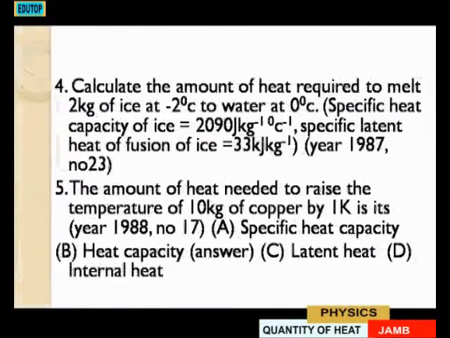74360. Question number 5. The amount of heat needed to raise the temperature of 10 kg of copper by 1 Kelvin is its A. Specific heat capacity, B. Heat capacity, C. Specific latent heat, D. Internal heat. We are going to consider each of these one by one.